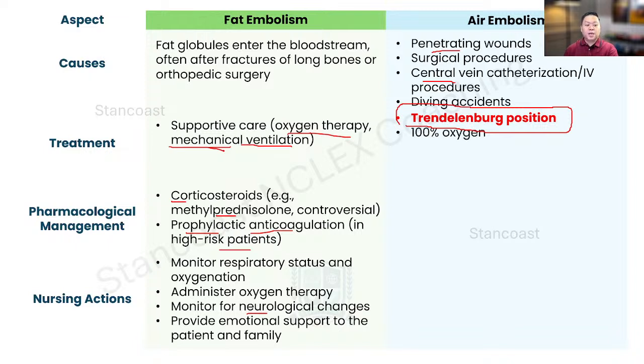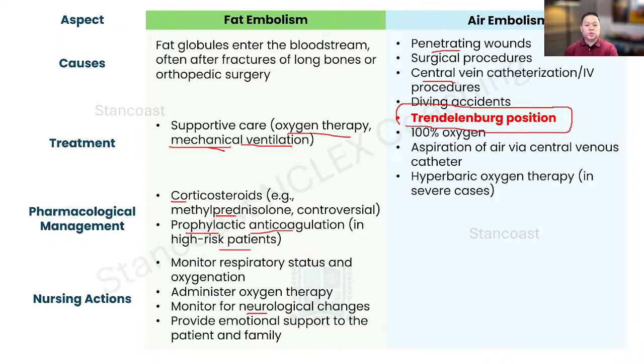And also, we're going to deliver 100% oxygen in order to prevent the hypoxemia. And this is also to eliminate the nitrogen from the bloodstream and will also reduce the size of the air bubbles. And another modality here is to aspirate the air through the central venous catheter. Okay. Again, that is quite invasive. Now, part of the care here is to place the patient in hyperbaric oxygen therapy. And this is only done in the severe cases.